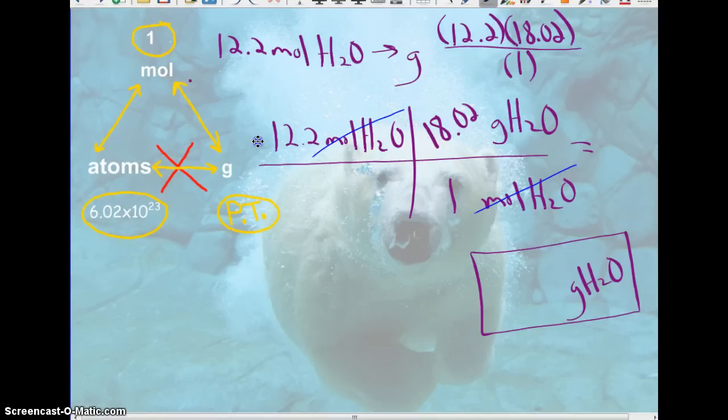Do it along with me on your calculator. And when my calculator says this, 219.844, I'm going to round to 3 sig digs, cut the rest off. Since that's 5 or bigger, I'm going to round it up, and I'm going to get 220 grams of water.